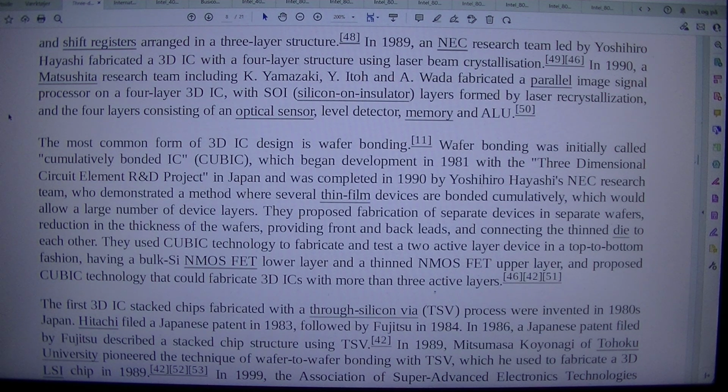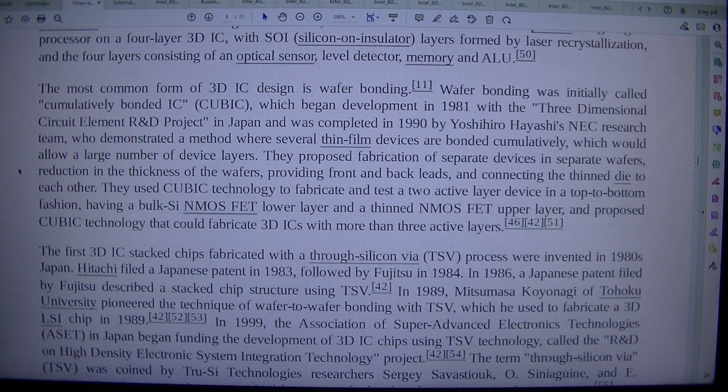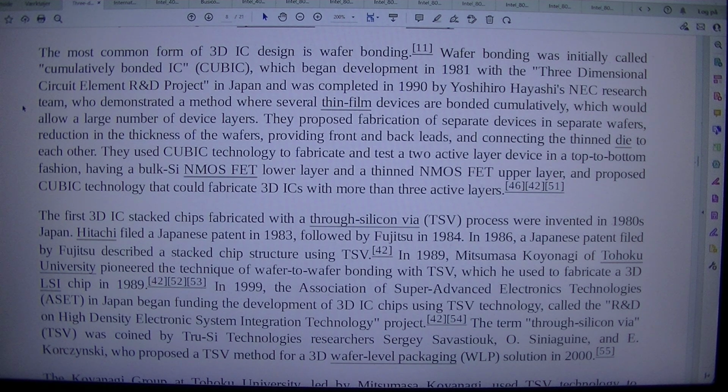The most common form of 3D IC design is wafer bonding. Wafer bonding was initially called cumulatively bonded IC, CUBIC, which began development in 1981 with the three-dimensional circuit element R&D project in Japan and was completed in 1990 by Yoshio Hayashi's NEC research team, who demonstrated a method where several thin film devices are bonded cumulatively, which will allow a large number of device layers.